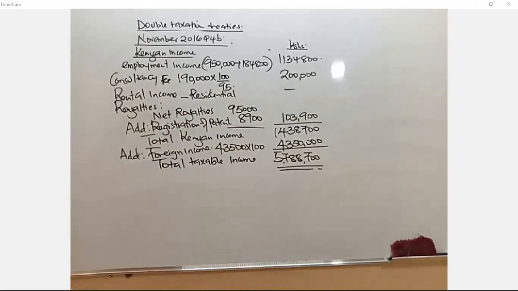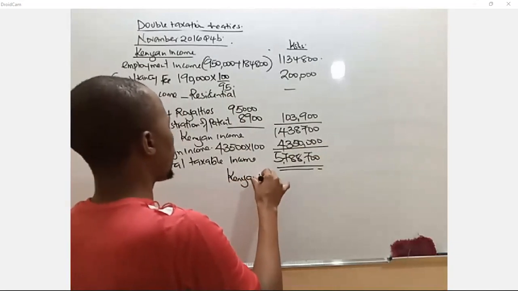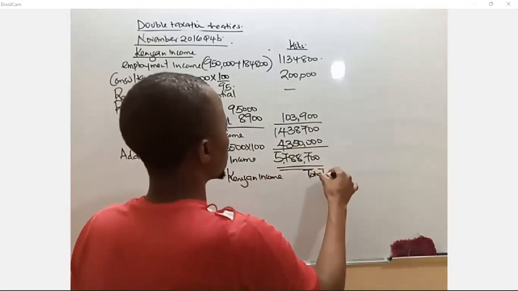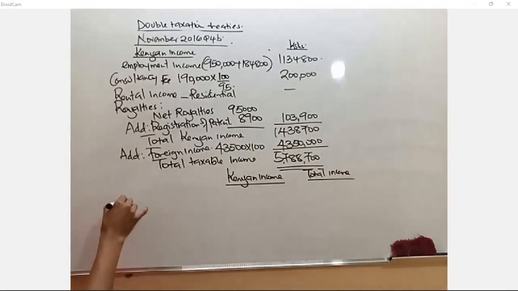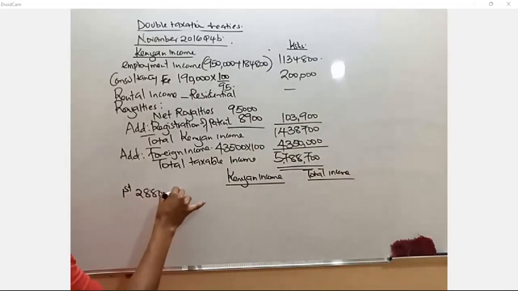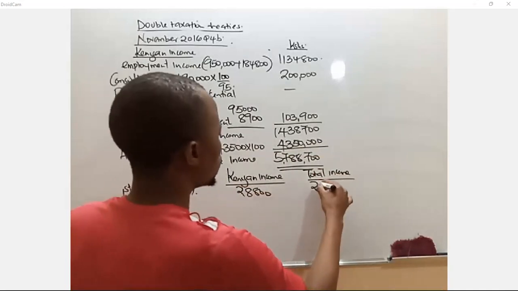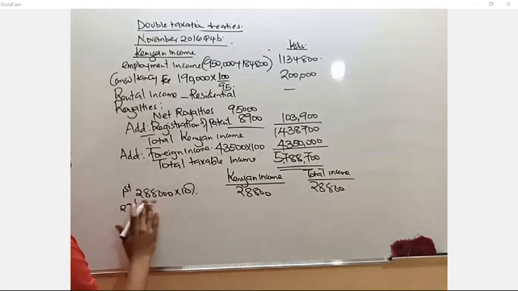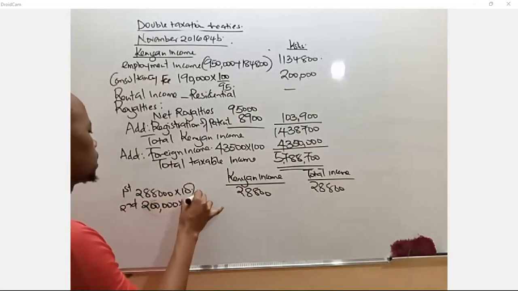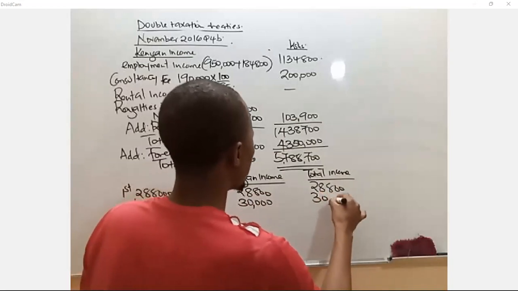So in that case, let me start computing the Kenyan tax. I start with the Kenyan income. Then we have the total income, right? So let us look at the graduated scale rates. We start with the first 288,000. The rate was 10%. 10% of this, we got 28,800. Also here, we have 28,800, right? The second, it was 488,000 minus 288,000. You get 200,000 times 15%, which is around 30,000. Then also here is 30,000.